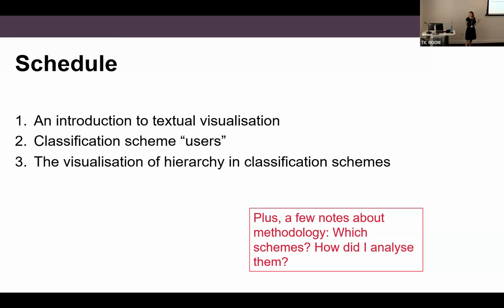You're not going to see today any actual images of classification schemes, and this is for copyright reasons. The classification schemes that I'd like to show you are very, very heavily copyrighted. So I'm going to depict things using diagrams instead, which I think is really interesting because it allows us to really focus on the visual elements. Yes, you won't be seeing any pictures of classification schemes.